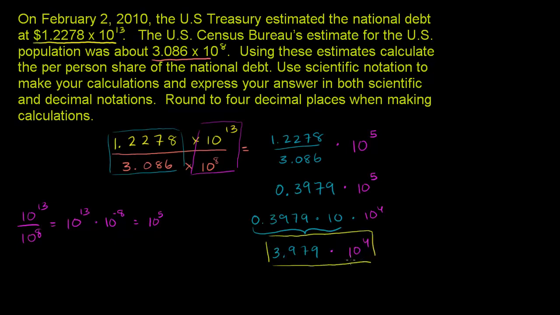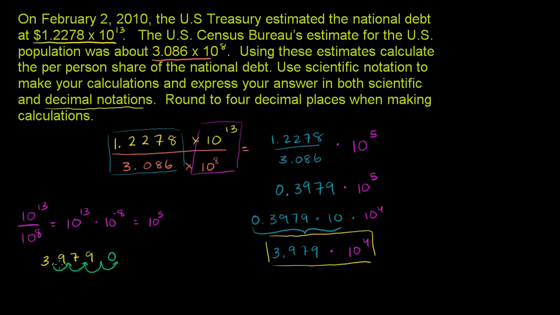Now, in the problem, they also wanted us to express it in decimal notation, which is just writing it as a number with our standard numeric decimal system. So what is 3.979 times 10 to the fourth? Let's just move the decimal space. If we multiply it by 10, we're going to get 39.79. If we multiply it by 10 squared, we're going to get 397.9. If we multiply by 10 to the third, we're going to get 3,979. If we multiply it by 10 to the fourth, we're going to get one more 0 right there.